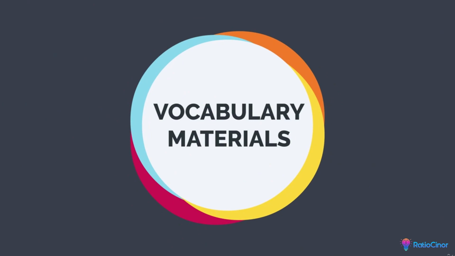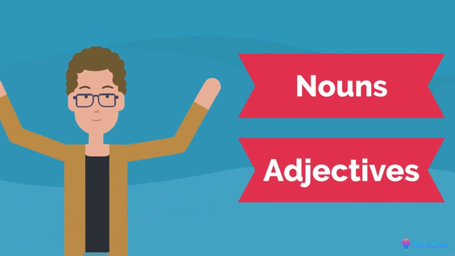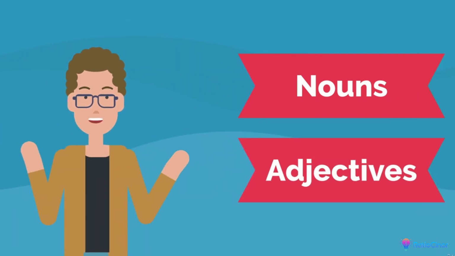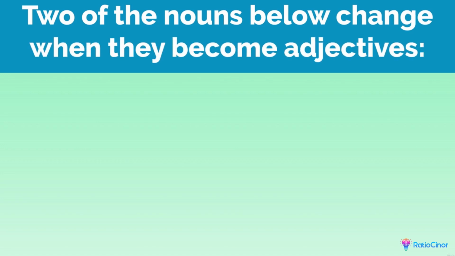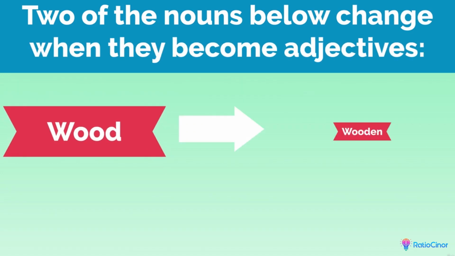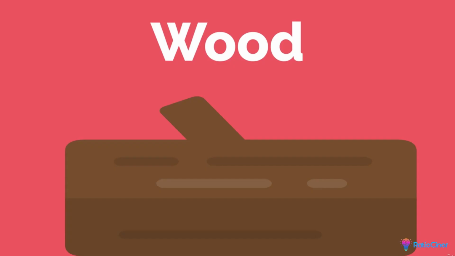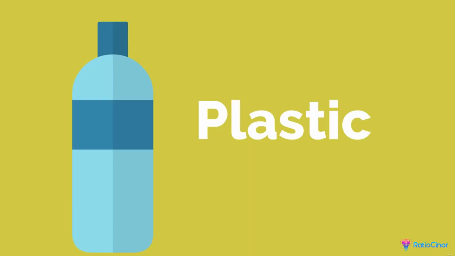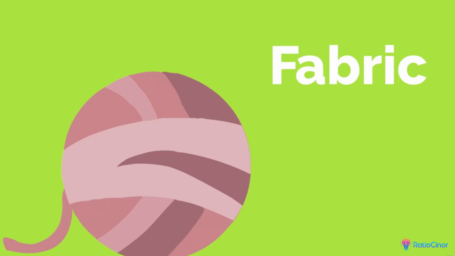Vocabulary, materials. Some words can be used as both nouns to name materials and as adjectives to say what things are made of. Two of the nouns below change when they become adjectives: wood to wooden and wool to woolen. Wood, plastic, glass, paper, wool, leather, metal, fabric.